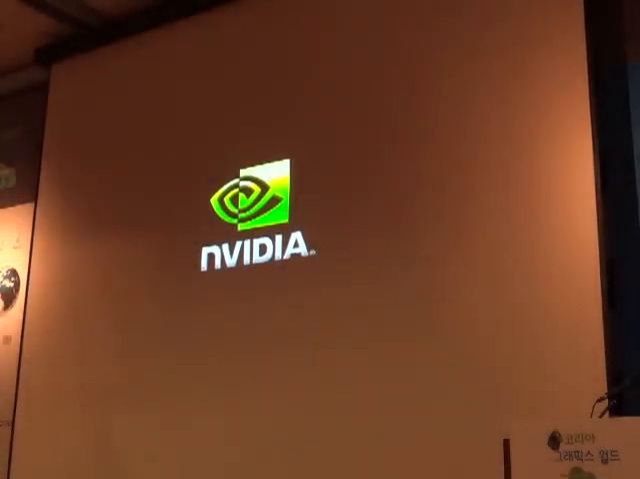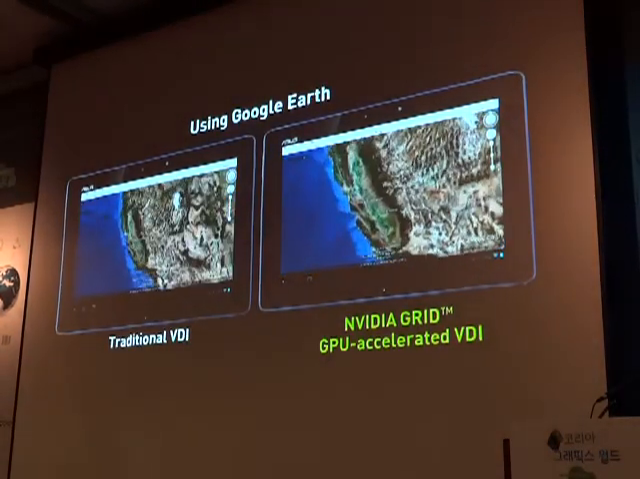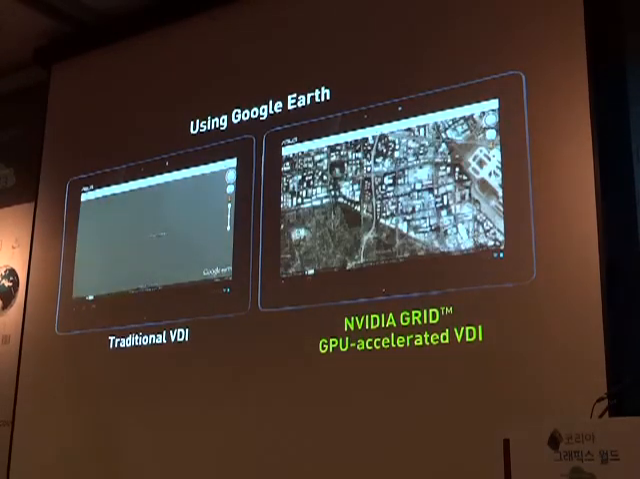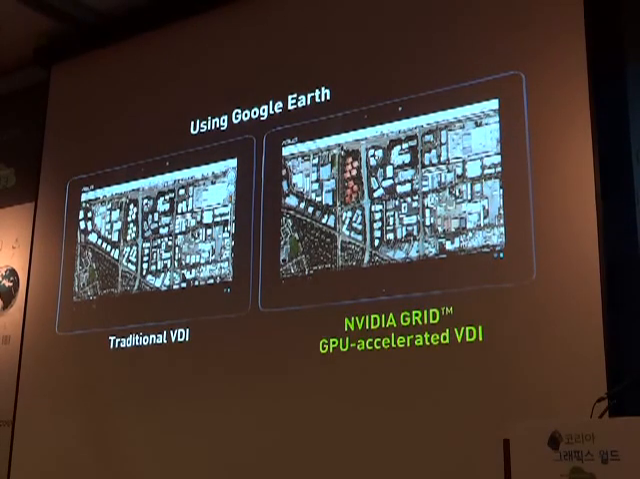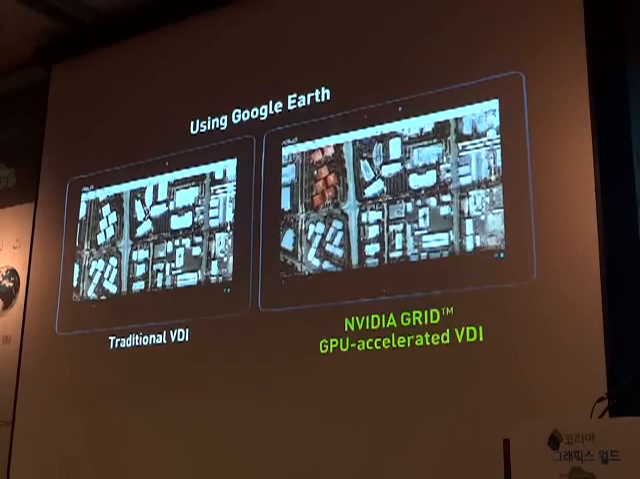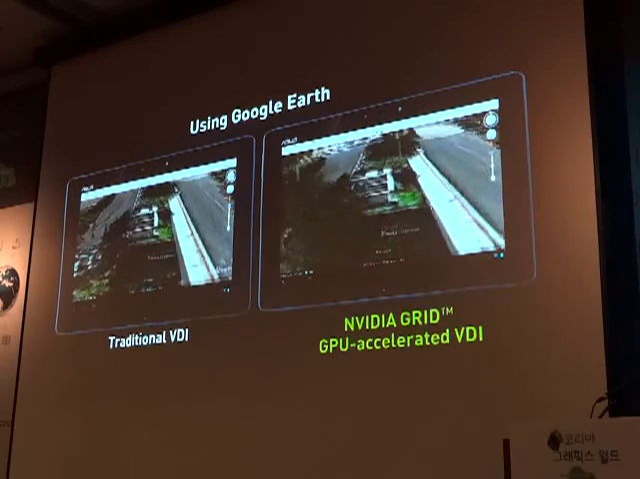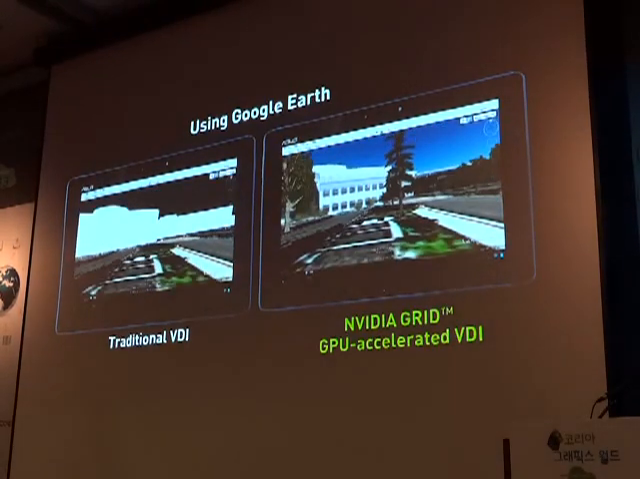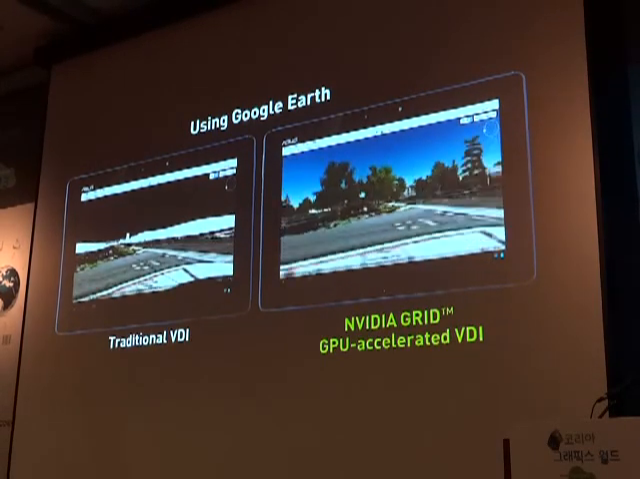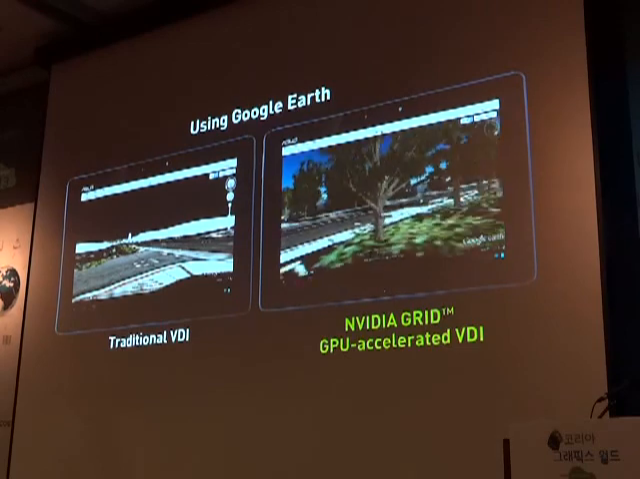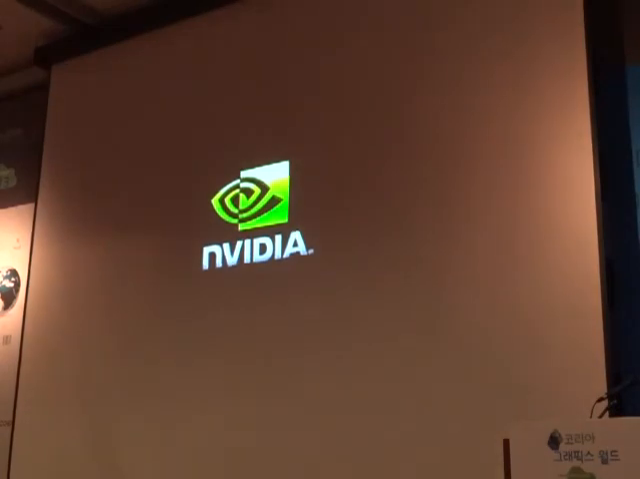This is an example of Google Earth. It's a fly to our Silicon Valley area. On the left, you have the traditional VDI solution, which only uses a CPU and no GPU. You can clearly see that the rendering is significantly slower than with the completely GPU accelerated version on the right-hand side. And you see a clear difference, even for a person using Google Earth. So this demo clearly shows the benefits of GPU acceleration for power users and knowledge workers.